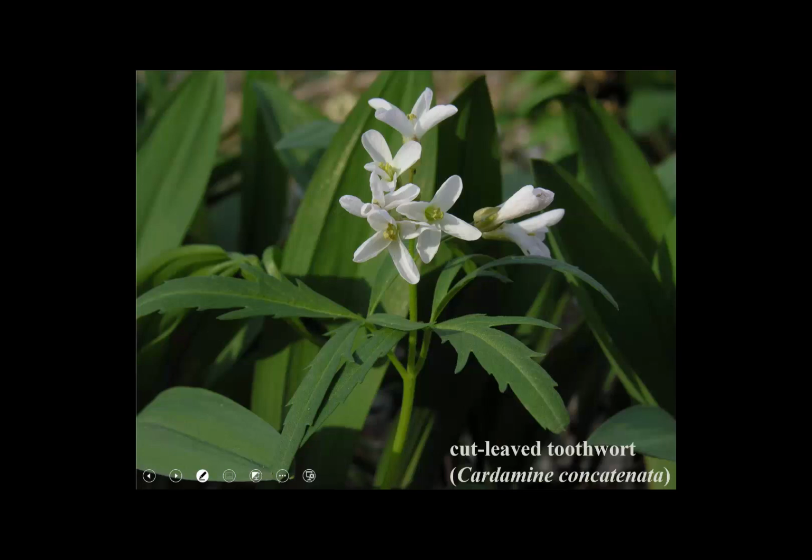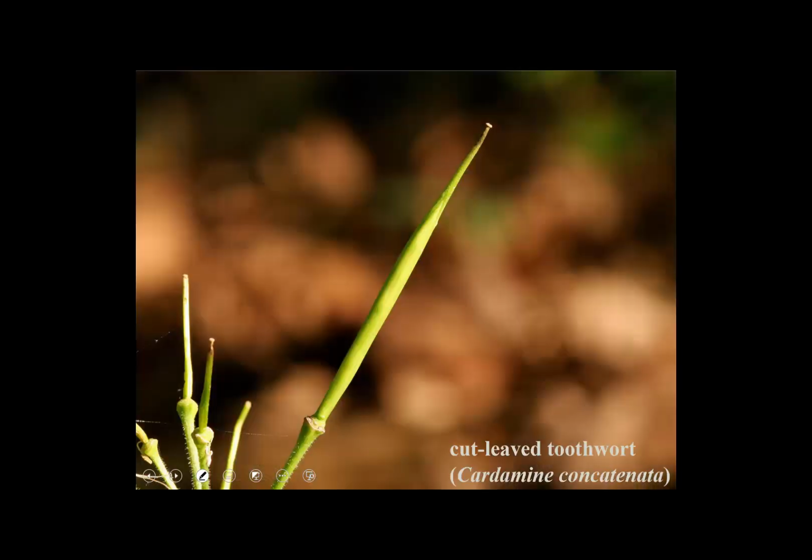This is a lovely native wildflower called cutleaf toothwort, Cardamine concatenata. And this has compound leaves, which are sort of toothy. It's a spring wildflower. It's very abundant in April. And you can see the typical mustard family features. 4 sepals, 4 petals, 6 stamens, 4 long and 2 short. Here's the fruit of the toothwort.